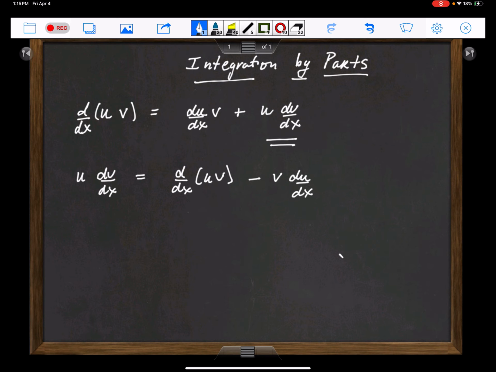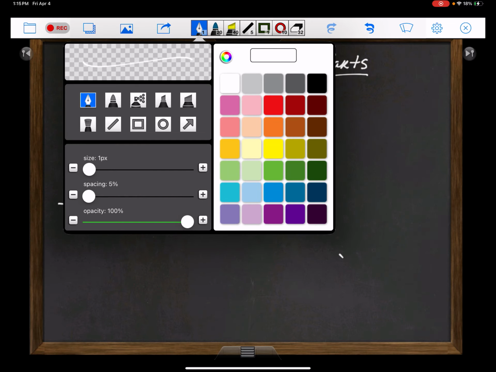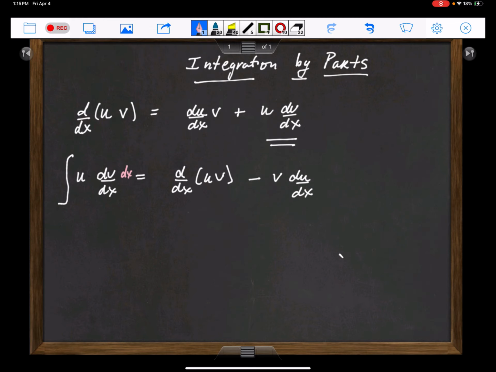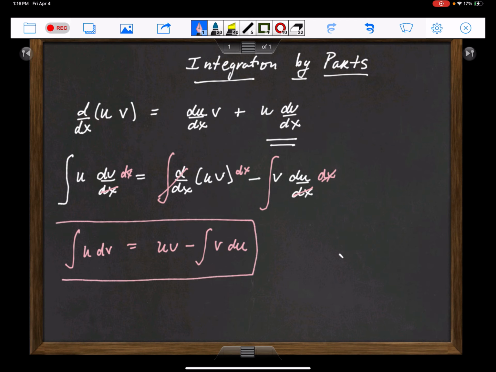Now, if we integrate both sides with respect to x, well, those cancel, so we're left on the left-hand side with u dv equals, and the antiderivative of the derivative, those just cancel each other out, so you're left with u times v minus the integral of v du. And so this is the formula for integration by parts.